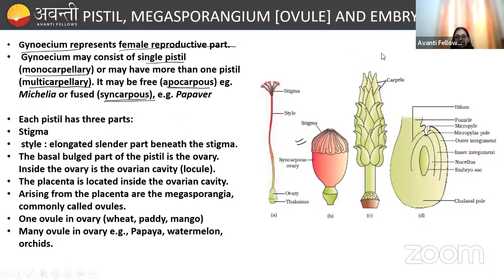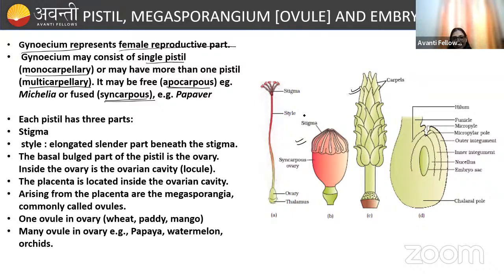Second is michelia. This is an example of michelia, where the gynoecium is multicarpellary and apocarpous. You can see that there are many carpels and these carpels are free. They are apocarpous in nature.